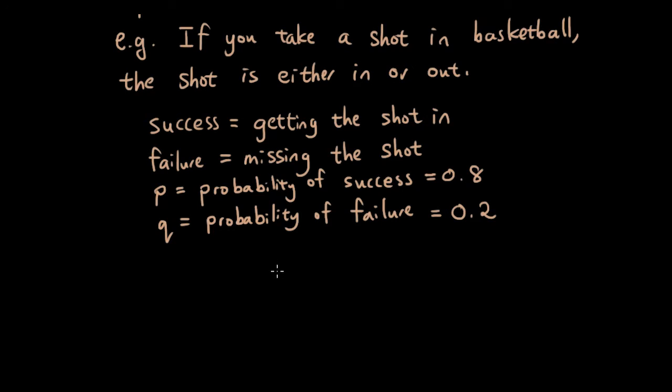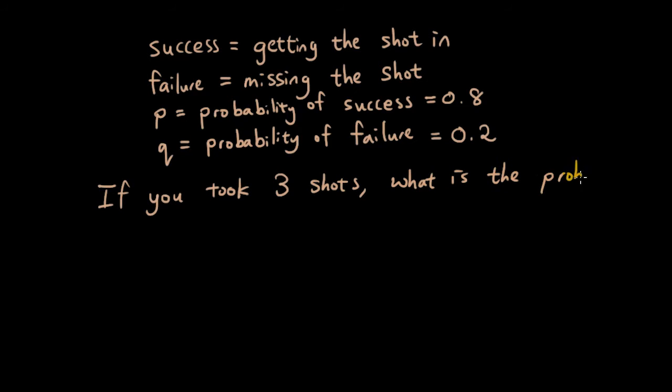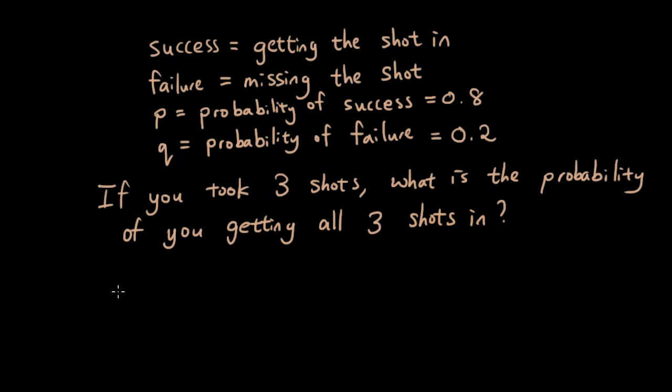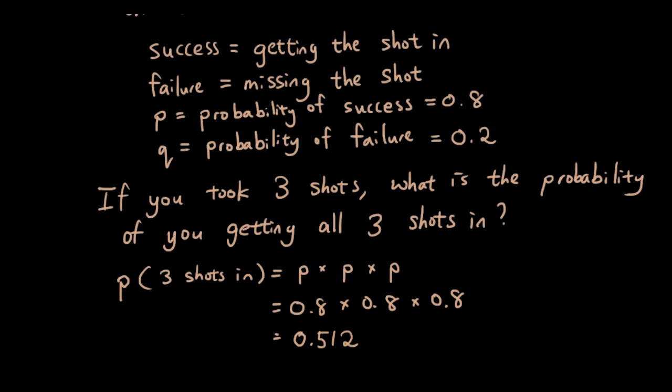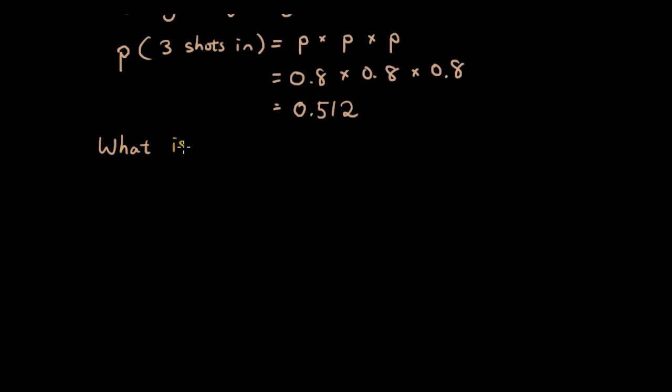Once we have defined the probability of success and probability of failure, we can then come up with some questions about this binomial distribution. We can say that if you took 3 shots, what is the probability of you getting all 3 shots in? Now, if you remember probability lesson 3 where we talked about independent events, the probability of getting all 3 shots in would be P times P times P, which is 0.8 times 0.8 times 0.8, which is 0.512.